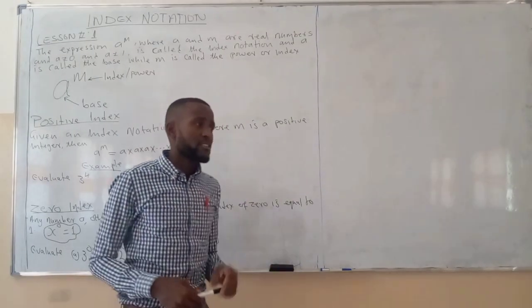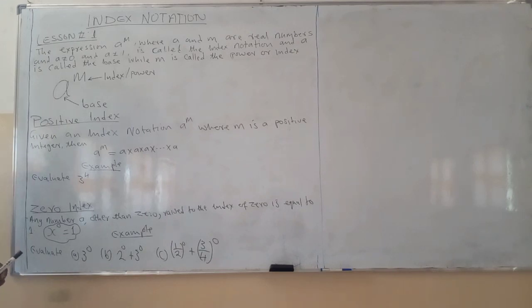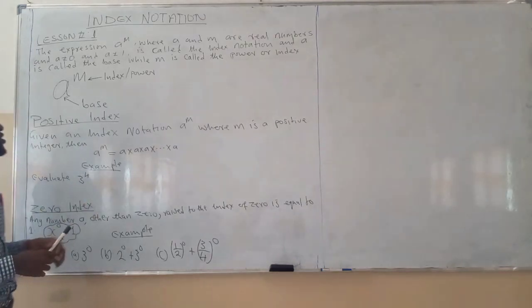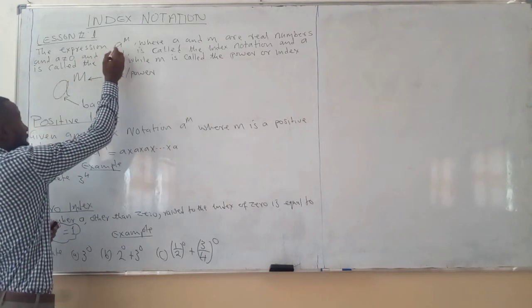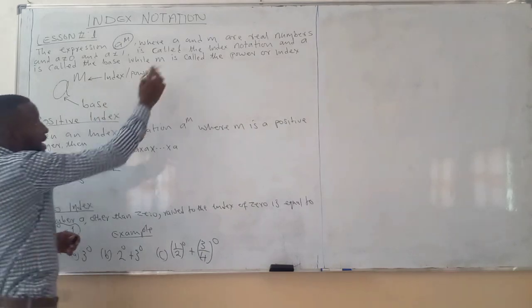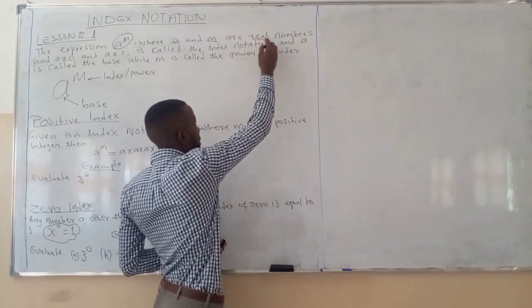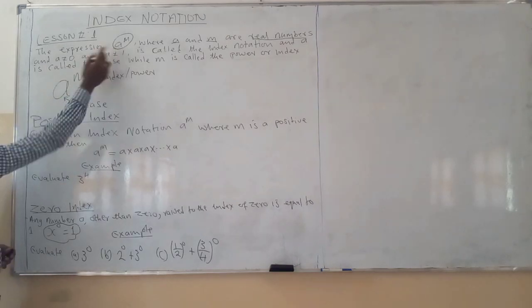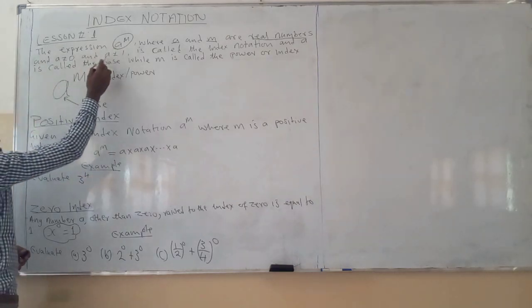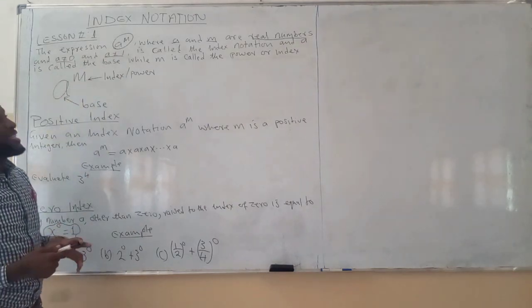So today let us focus on lesson number 1, index notation. So what is index notation? That is a question that should be asked by any pupil. We are simply saying that the expression a to the power m, this kind of expression, where a and m are real numbers. You know what real numbers are? And a, meaning this a which is here, is not equal to 0, and a again is not equal to 1. Hence, this is what we call index notation.